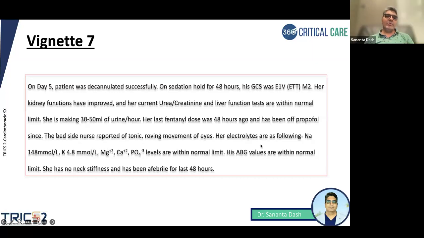Electrolytes are normal, sodium is normal, potassium is okay, everything else is normal. Blood gas values are within normal limit. She has no neck stiffness and has been afebrile for 48 hours. So everything looks normal, but the GCS is low and she has some roving tonic movement of the eye. What is the suspicion? What's happening here?